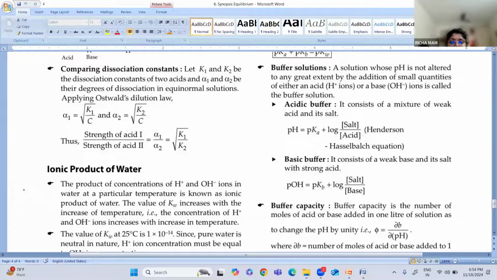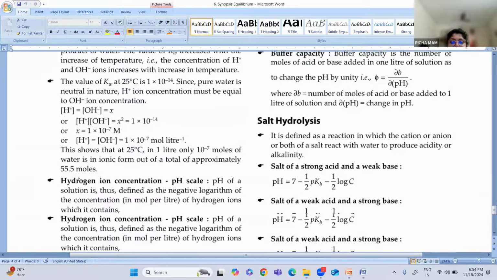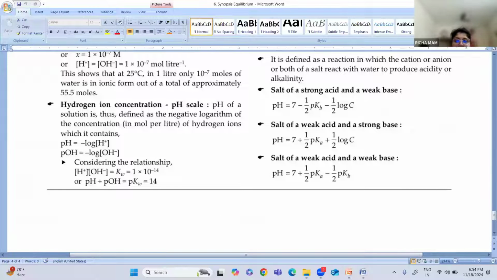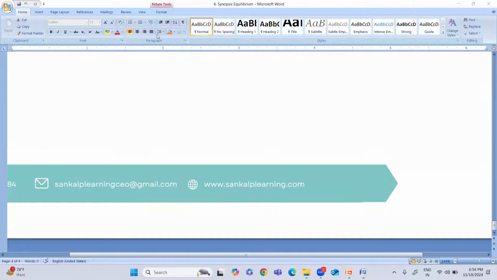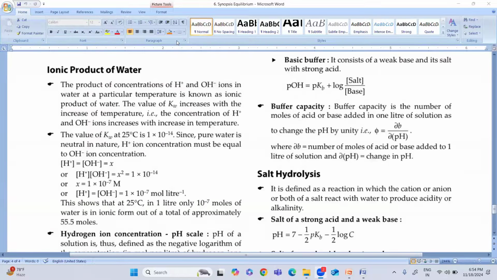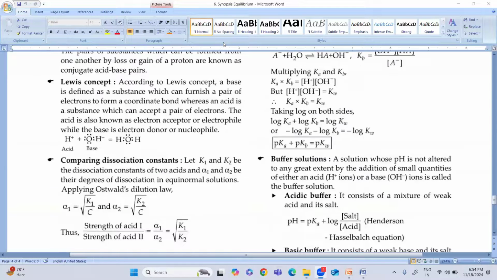Buffer solutions, acid buffer. These are important, so remember these formulas also. Very important. These are some of the important points which you have to remember when we are discussing this chapter, equilibrium. Based on that, let us solve the questions now.